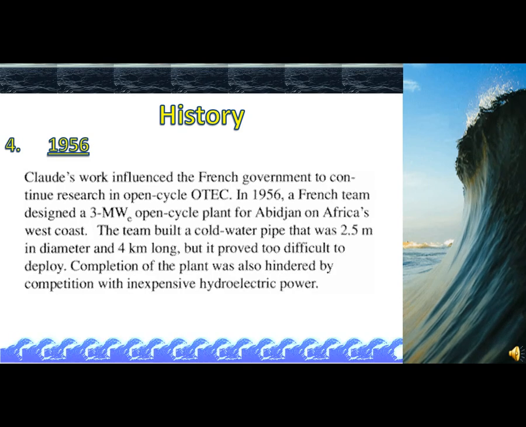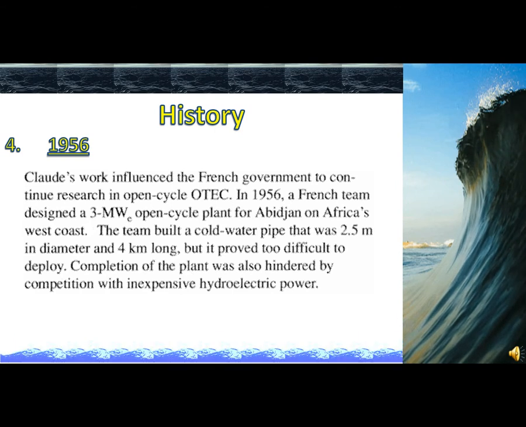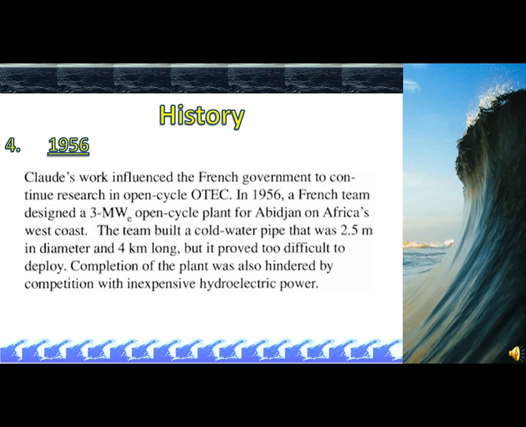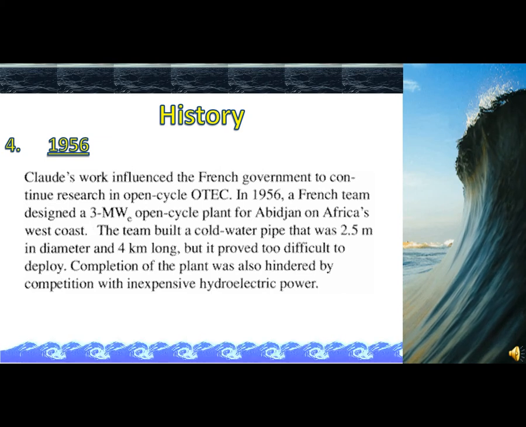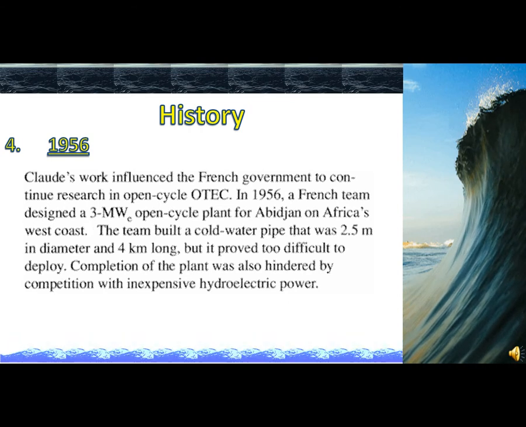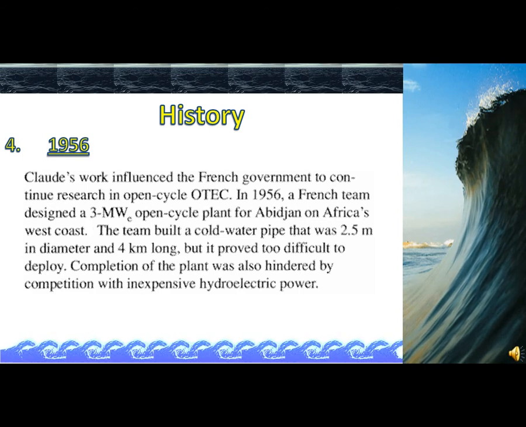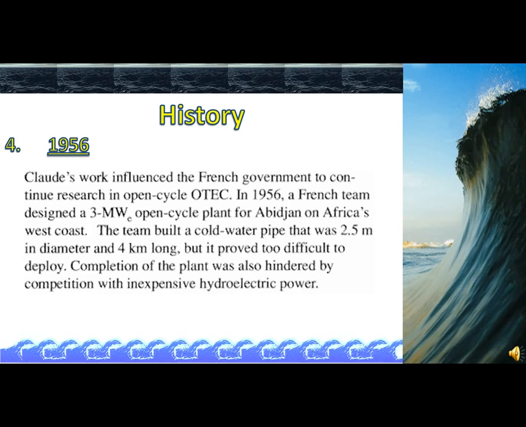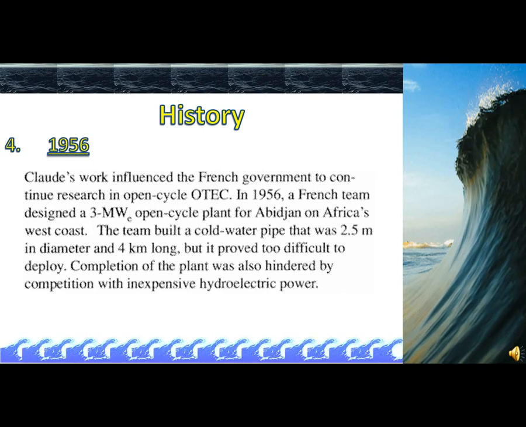In the year 1956, Claude's work influenced the French government to continue research in open cycle ocean thermal energy conversion. In 1956, a French team designed a 3 megawatt open cycle plant for Abidjan on Africa's west coast. The team built a cold water pipe that was 2.5 meters in diameter and 4 kilometers long. But it proved too difficult to deploy. Completion of the plant was also hindered by competition with inexpensive hydroelectric power.